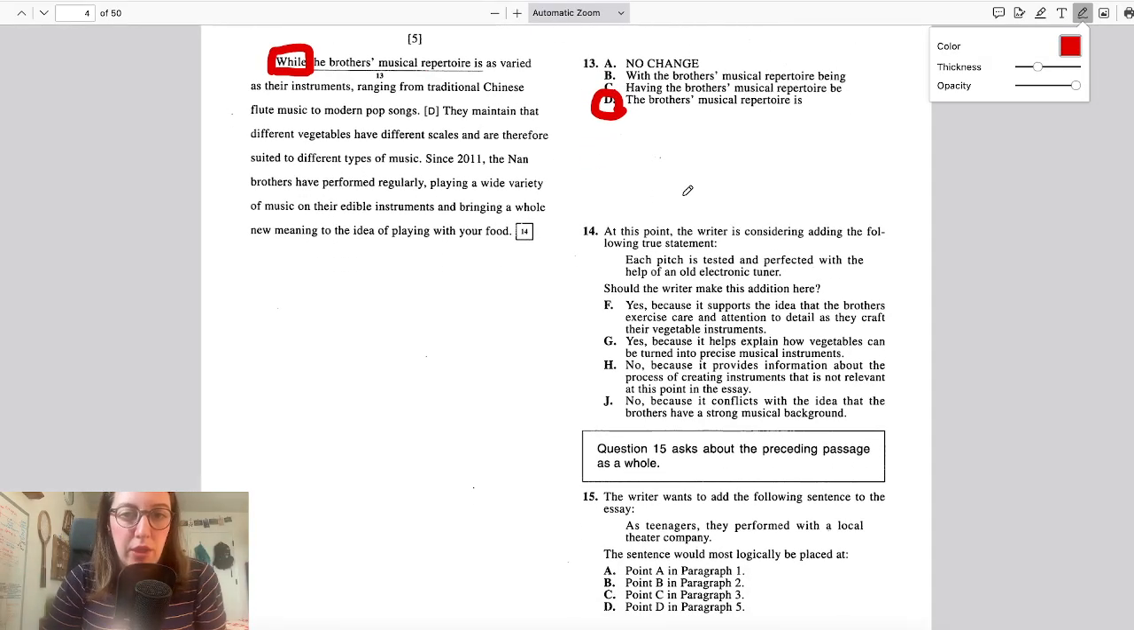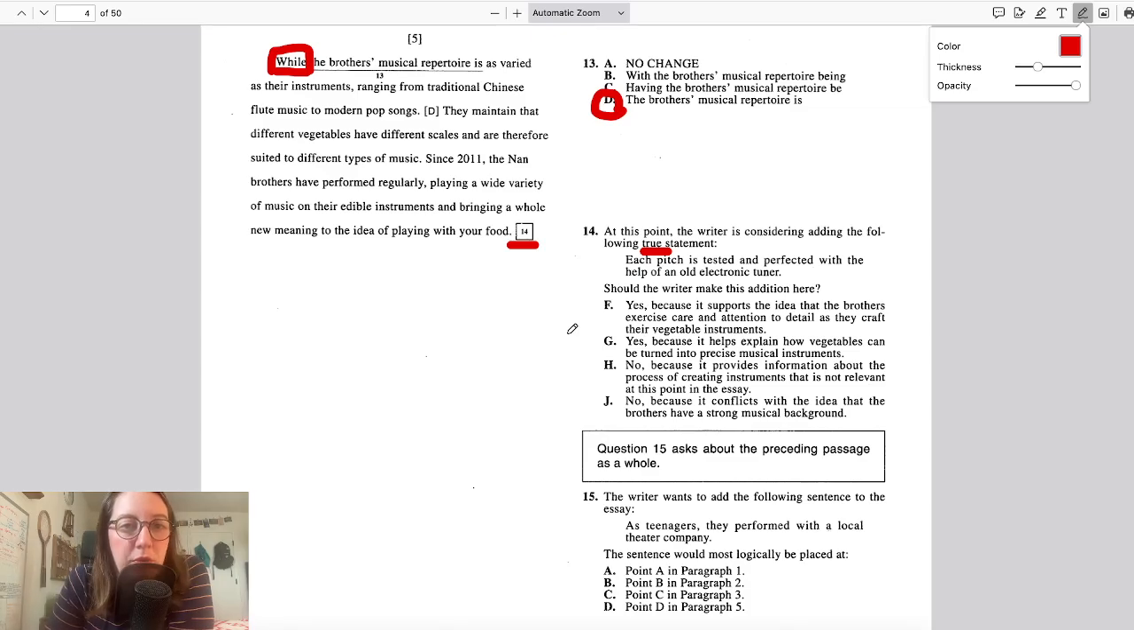14, we've got another evaluative question. So at this point, the writer is considering adding the following true statement. So they tell us it's true so that we don't spend time figuring out the truth value of it, right? You can assume it's true. Each pitch is tested and perfected with the help of an old electronic tuner. Okay, so they're asking, should we put it here at the end? So let's just read this paragraph and see if it's necessary.